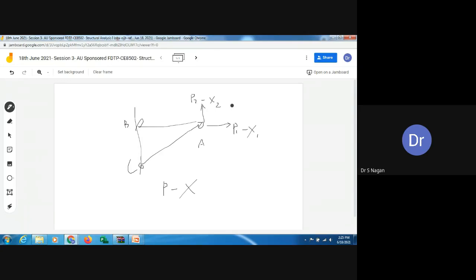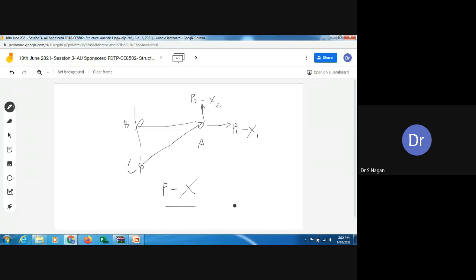It depends on the type of the truss and the joint. If the joint is free to move along X and Y axis, I will have two components: horizontal displacement as well as vertical displacement. If I have hinged support, I will not have any displacement. If I have a roller support, perpendicular to the roller it can't move; parallel to the roller, there will be displacement. So mark the displacement and name them P1X1, P2X2. P1 is the external joint horizontal force, P2 is the external joint vertical force here, and then X1 is the external joint horizontal displacement, X2 the external joint vertical displacement. That is called the PX diagram.